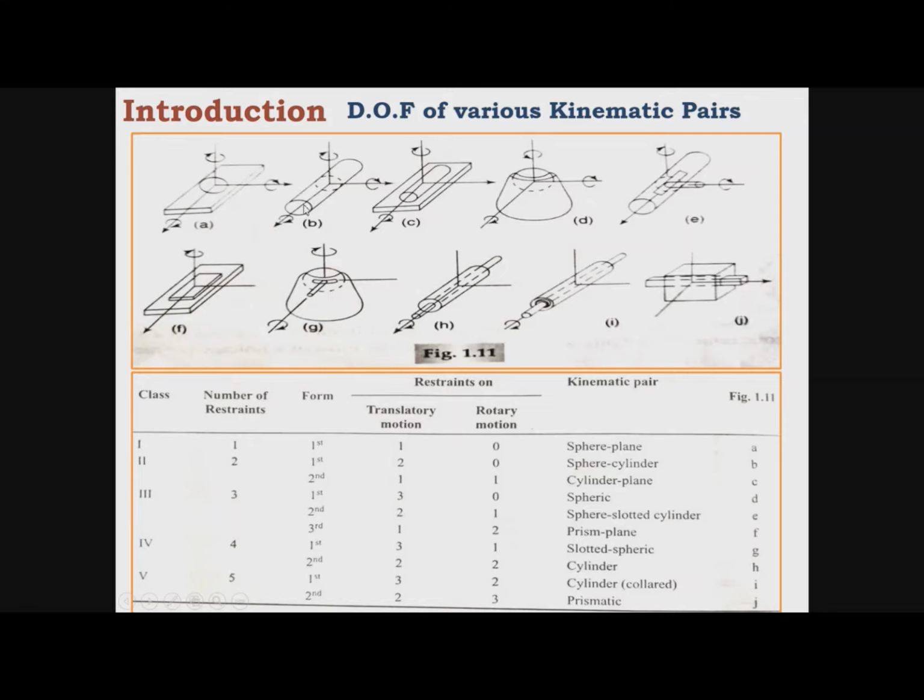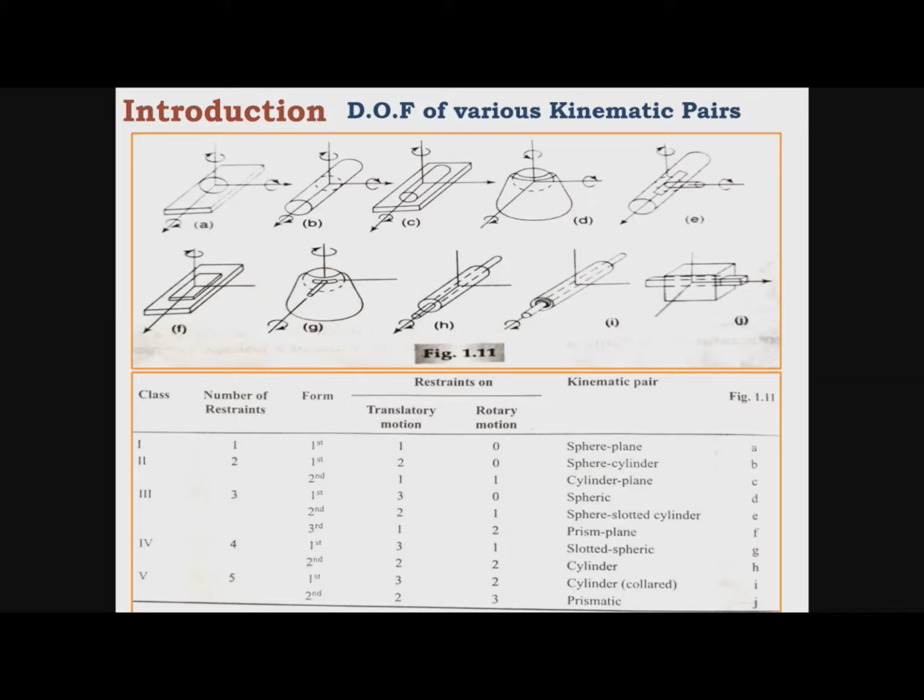Figure B, we have a sphere inside a hollow cylinder. So it can translate in one direction and it can rotate in 3 directions. So the translatory motion in 2 directions is restricted. And cylinder on plane in figure C, translation in one direction is restricted and rotary motion in one direction is restricted. Sphere, here translation in all 3 directions is restricted. It can rotate in the 3 directions, so its degrees of freedom are 3.